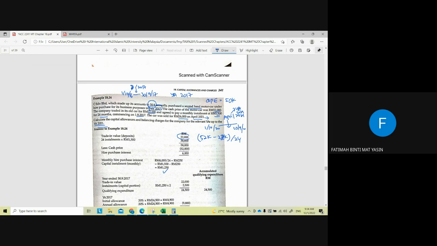I think this one is easier, which is the cash price minus the deposit, you divide by the number of installments. So then the company needs to pay 1250 per month. Okay, so let's look at this one.